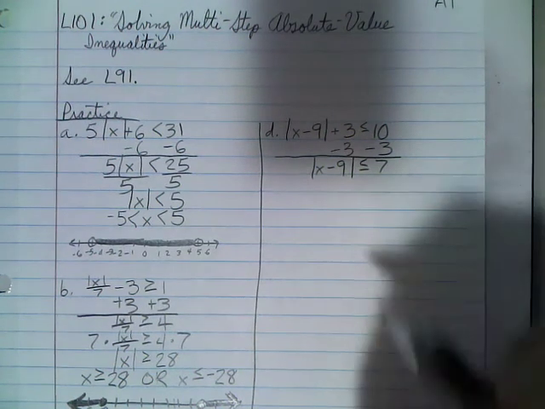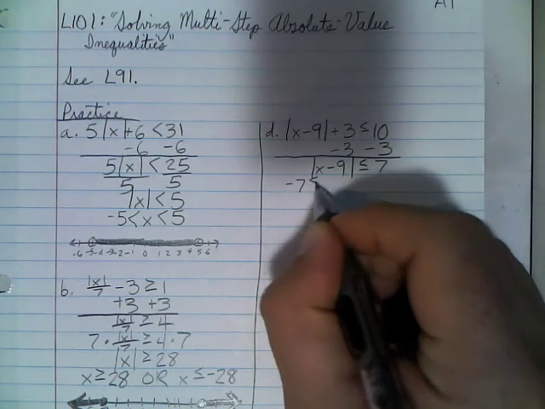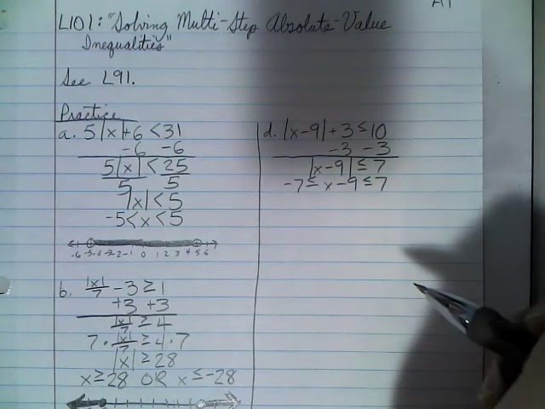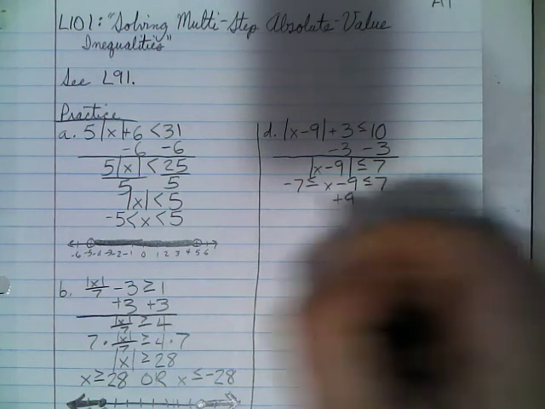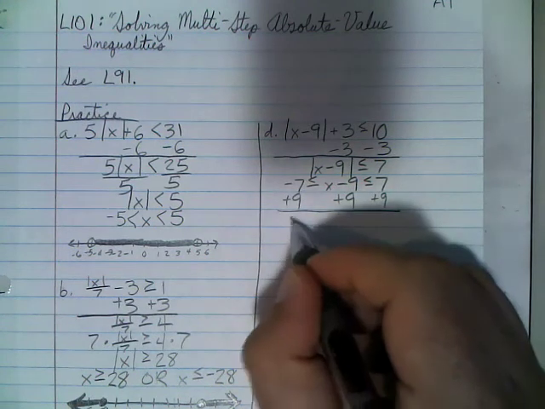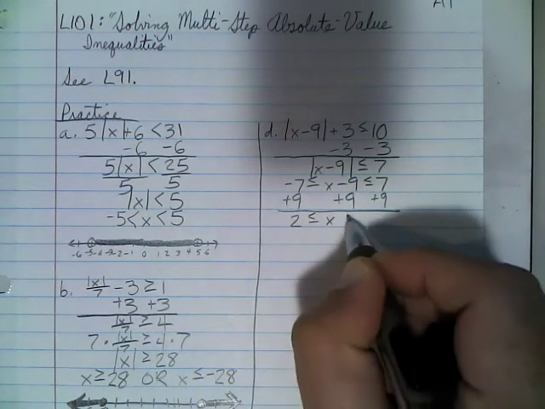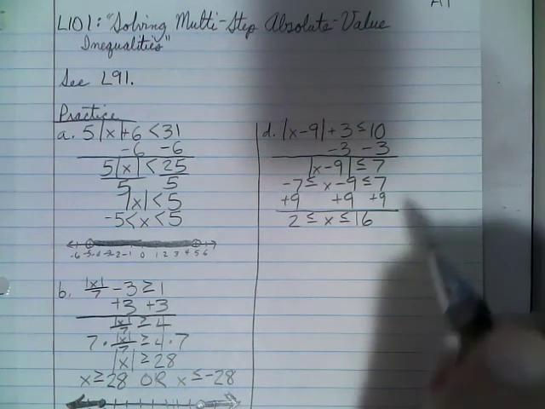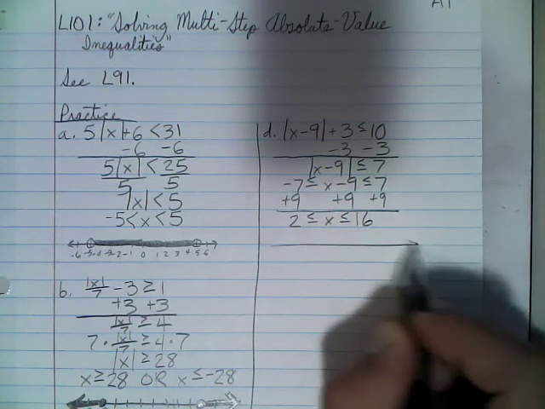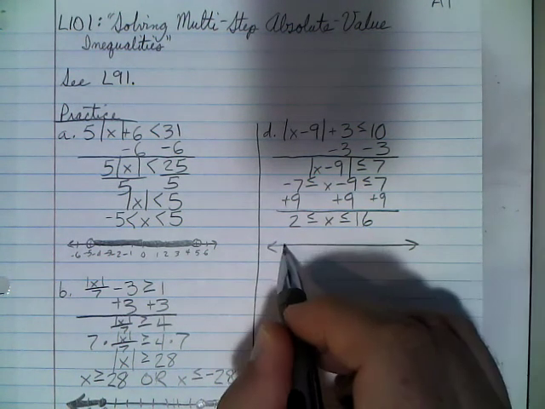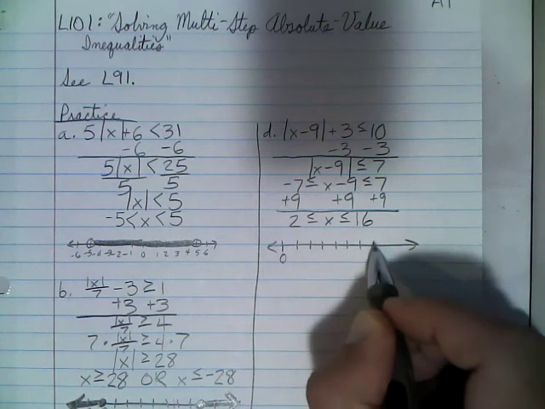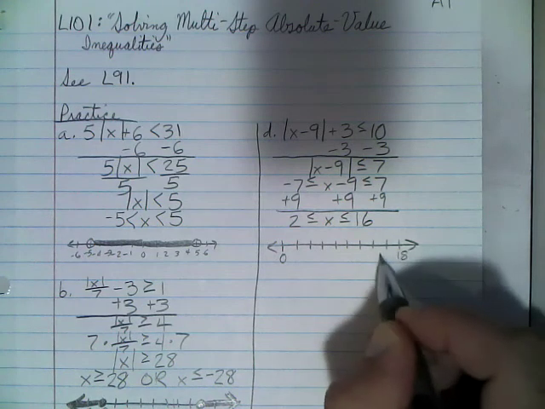Again, it's a less than, just like the last problem, so I can make it a negative 7 is less than or equal to x minus 9, which is less than or equal to a positive 7. Now add 9 to each side, and so a 2 is less than or equal to x, which is less than or equal to 16. So for this one, my number line, again, I'm not going to want to put 0 in the middle. I'm going to actually put 0 right over here. And then 2, 4, 6, 8, 10, 12, 14, 16, 18. That looks great.